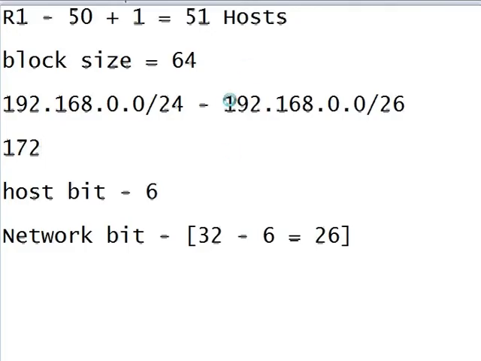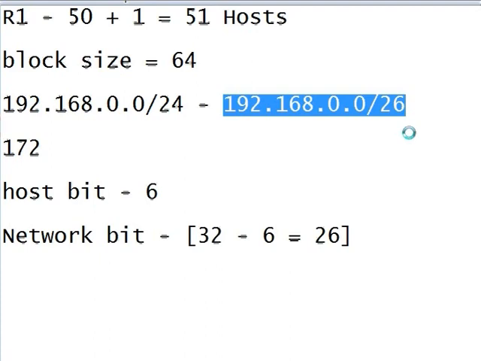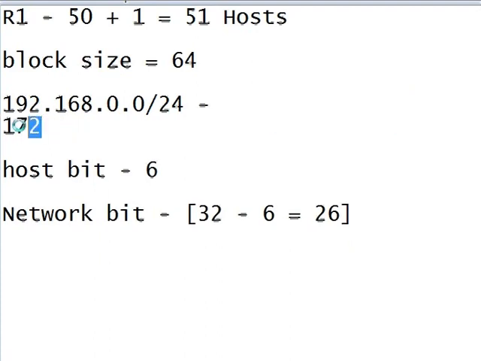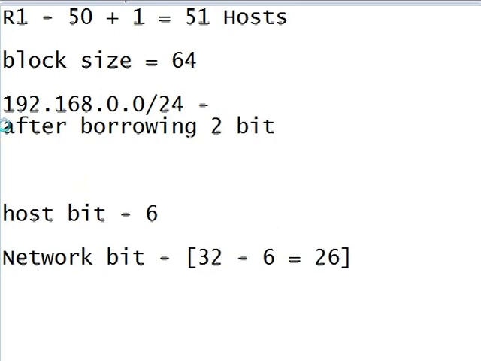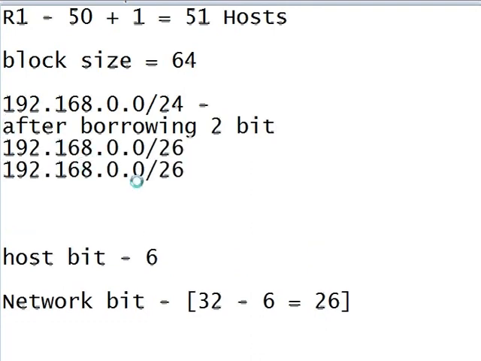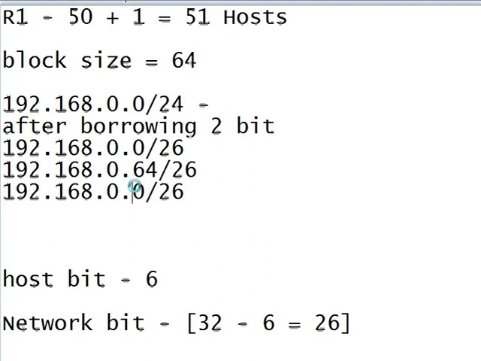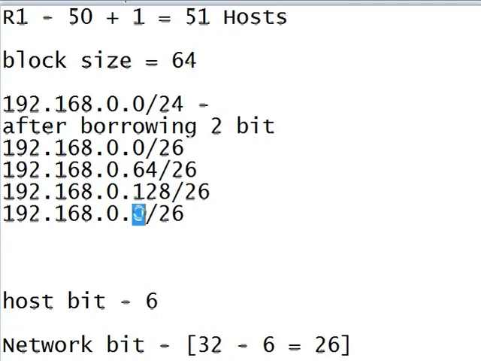So how many subnetworks can I create? From this, after borrowing 2 bits, I can create 4 subnetworks. This is the first one. Next is 64, next is 128, and the last one is 192.